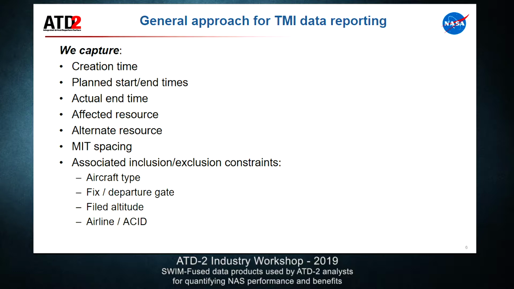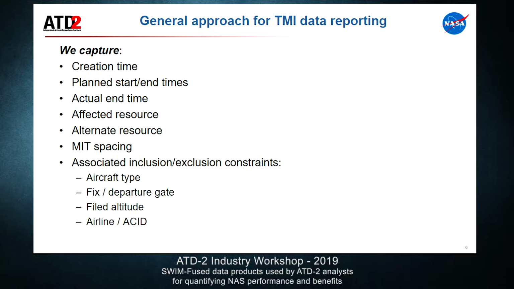what time did they plan for that program, that restriction to start, what time did they plan for it to end, what time did it actually end, which is often different. What resource was affected? Is it an airport? Is it a fix? What's the name of that? Was there an alternate specified? For the example of a fix closure, they usually say, instead these flights are directed there. For MITs, what's the spacing?